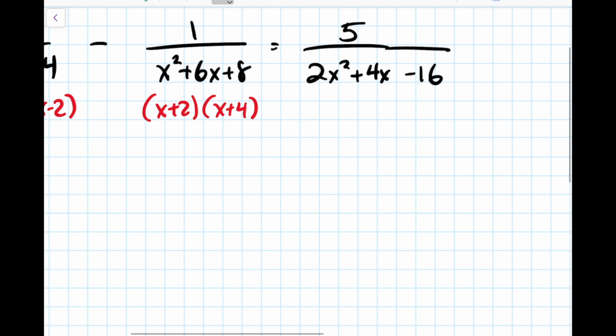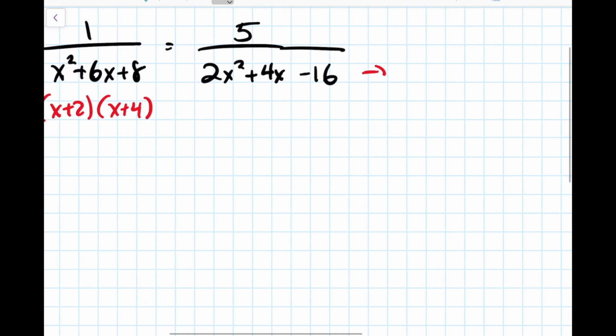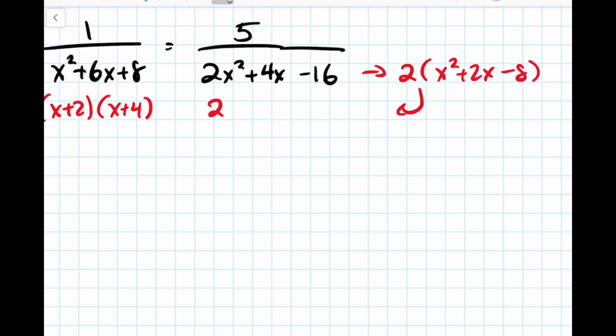And the third one, we actually have a common factor that we can take out here. So if we take out a 2, we're left with x squared plus 2x minus 8, which once we factor fully is going to factor to 2 times x plus 4 times x minus 2.